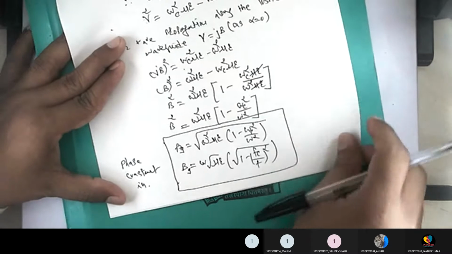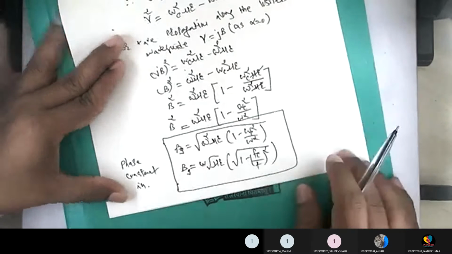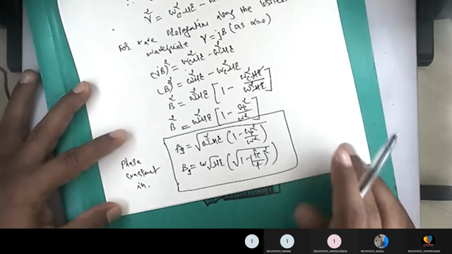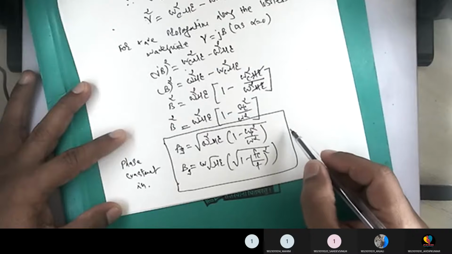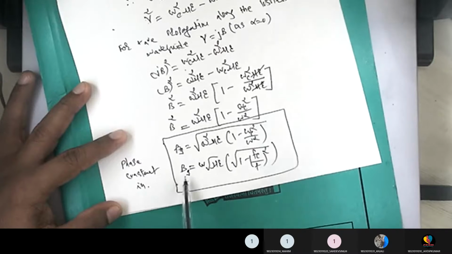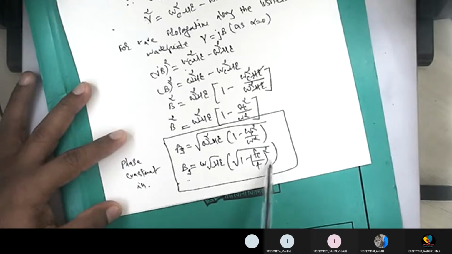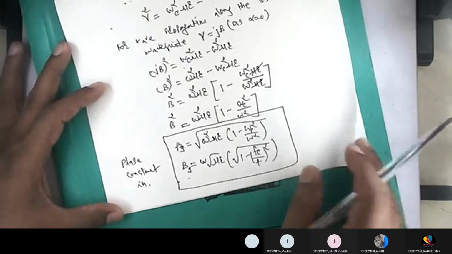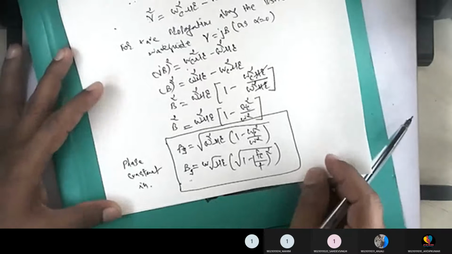Because when I explained the conditions for when the wave can propagate inside the guide, I directly wrote this expression. I think all of you are aware. So now this is the proof of the phase constant. Now you can see why I wrote this phase constant expression in this fashion. With this, this is the derivation of the phase constant beta g.